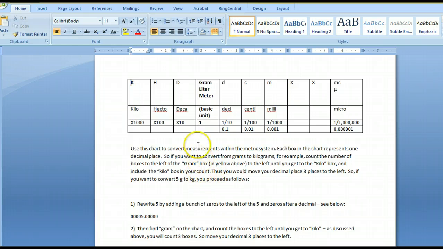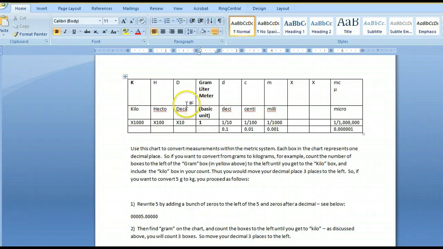Okay, so back to this page here, converting within the metric system. Basically what we've done here is we have our basic unit of measurement placed in a box. It's our basic unit. We're just going to give it the number 1. And our basic unit for weight is gram, our basic unit for volume is liter, and our basic unit for distance or length is meter. That is our basic unit.